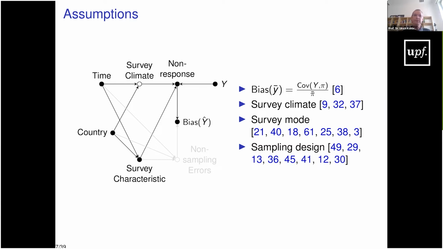Of course, when we look at the non-response bias, we, by definition, need to look at the non-response bias of a certain variable that we have to measure. So instead of the non-response bias in variable y, we look at the non-response bias in the measured variable y. And therefore, of course, there is the possibility of non-sampling errors that affect this measurement. And these non-sampling errors might, again, be a function of survey characteristics, country, and time. So that's our view of the data generating process that leads to unit non-response bias in the world.